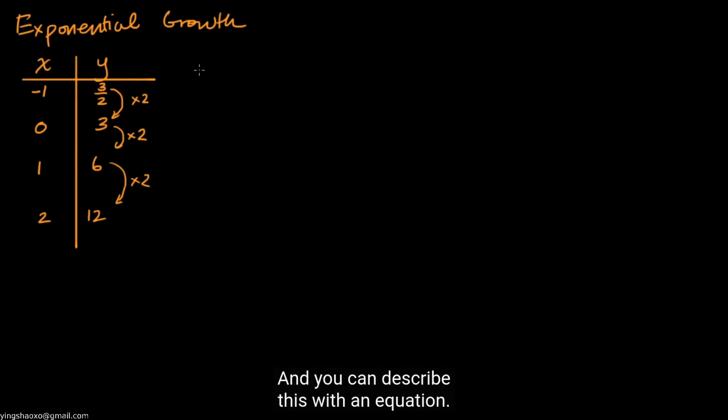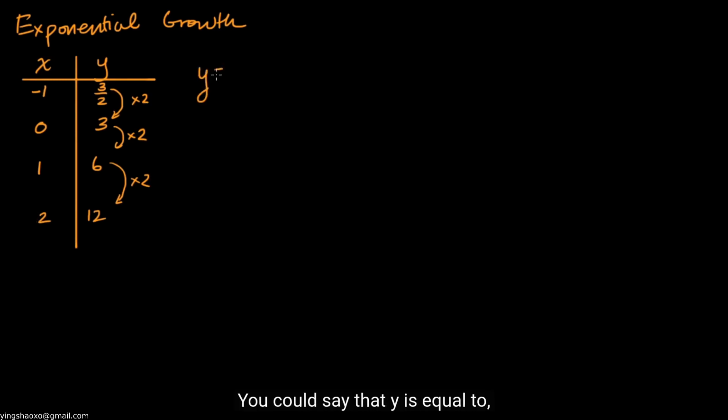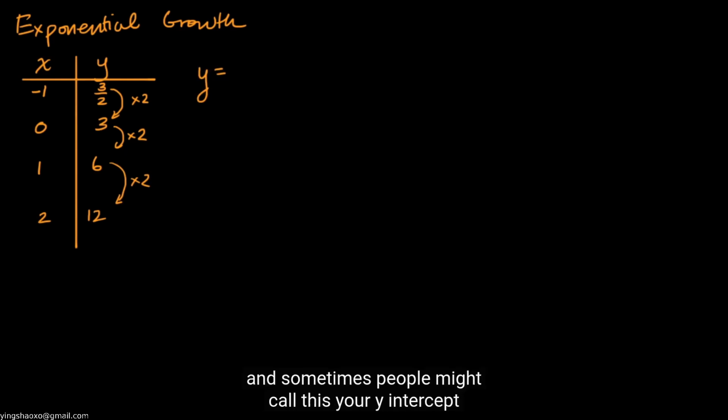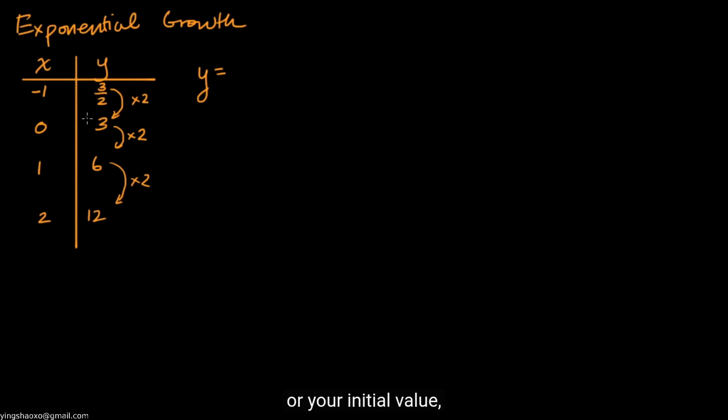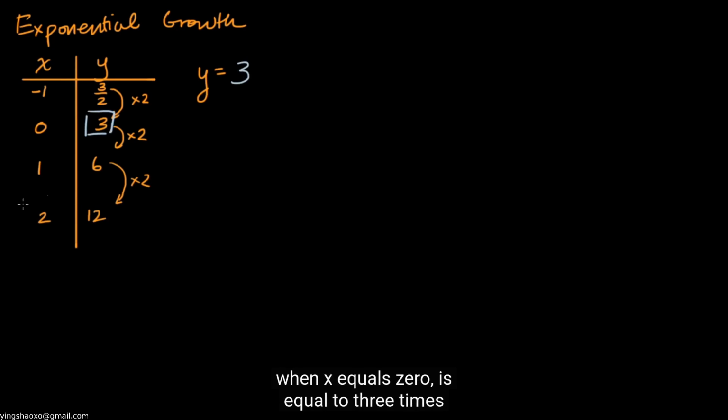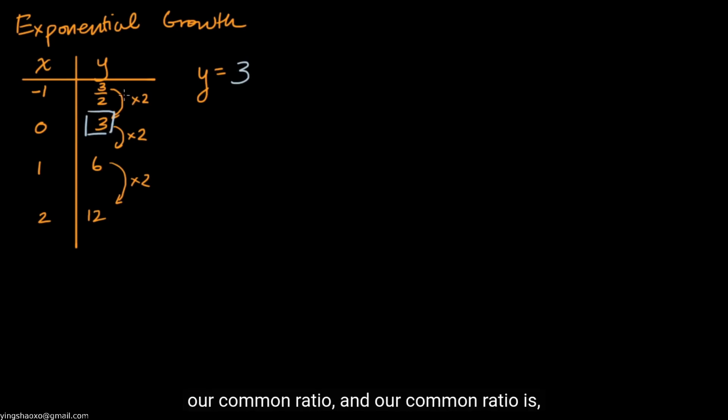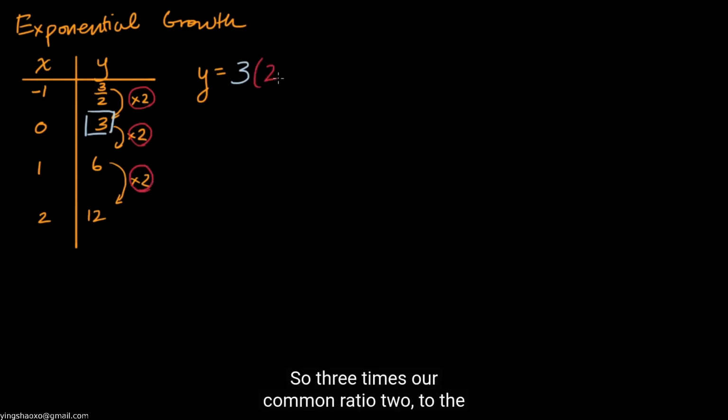And you can describe this with an equation. You could say that y is equal to 3, and sometimes people might call this your y-intercept or your initial value. Essentially, what happens when x equals 0 is 3, times our common ratio. And our common ratio is, well, what are we multiplying by every time we increase x by 1? So 3 times our common ratio 2 to the x power. And you can verify that. Pick any of these. When x is equal to 2, it's going to be 3 times 2 squared, which is 3 times 4, which is indeed equal to 12.